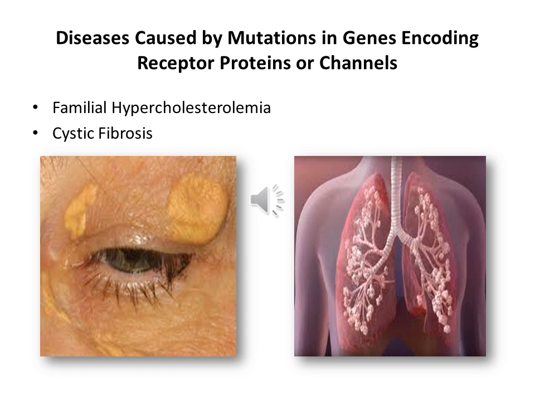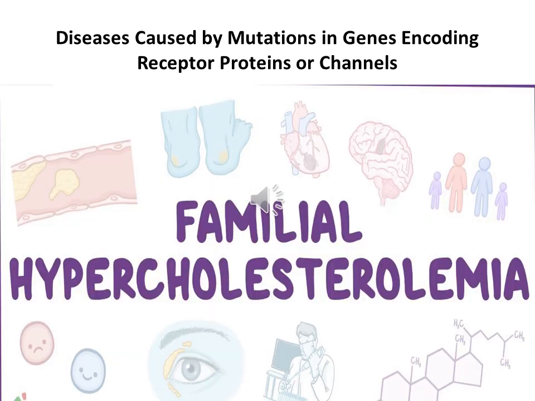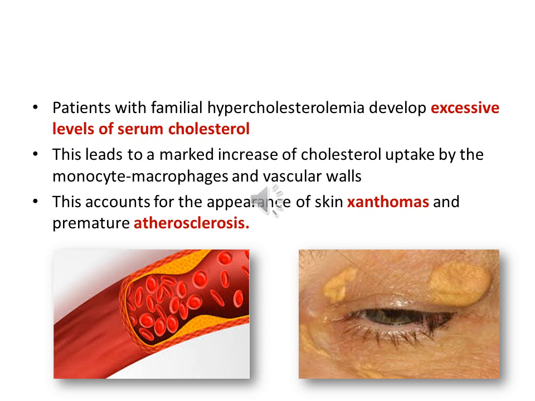Two different inheritance diseases caused by protein receptors and channels mutation are familial hypercholesterolemia and cystic fibrosis. First, we will start with familial hypercholesterolemia. Familial hypercholesterolemia is a common genetic condition that causes high cholesterol level.